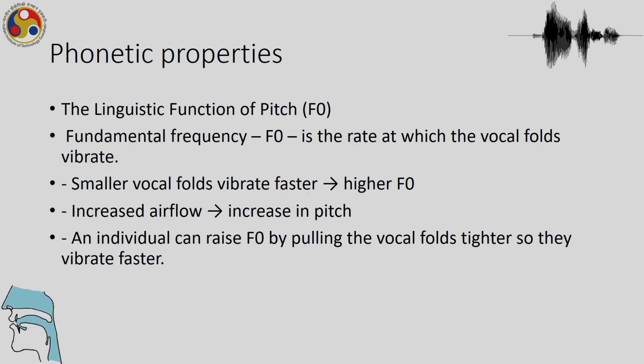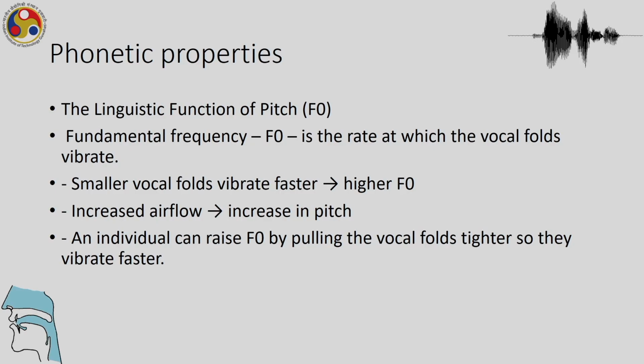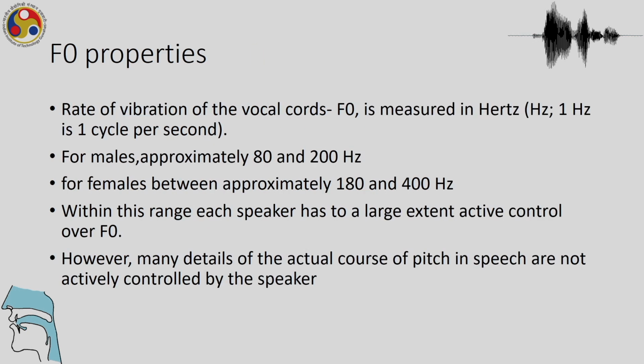Fundamental frequency is the rate at which the vocal folds vibrate, and we know this from our lectures on acoustic phonetics. Smaller vocal folds vibrate faster, which leads to increased airflow and an increase in pitch. An individual can raise fundamental frequency by pulling the vocal folds tighter so they vibrate faster. The rate of vibration of the vocal folds, F0, is measured in hertz, and as we know from acoustic phonetics, 1 hertz is 1 cycle per second.